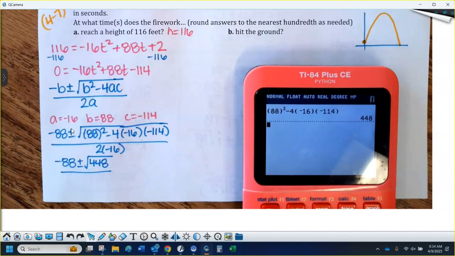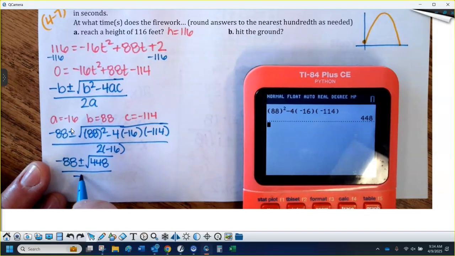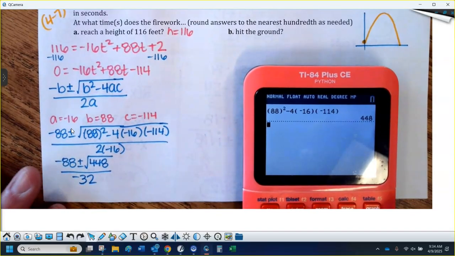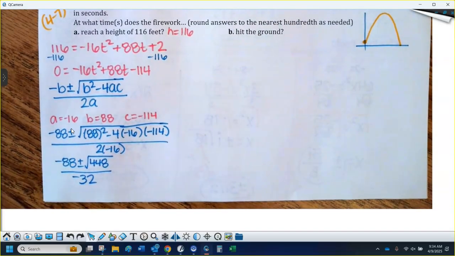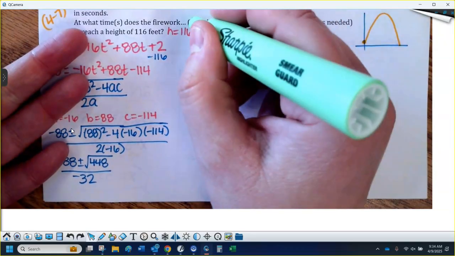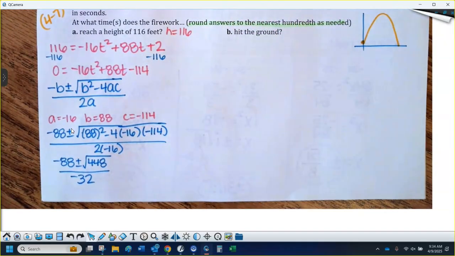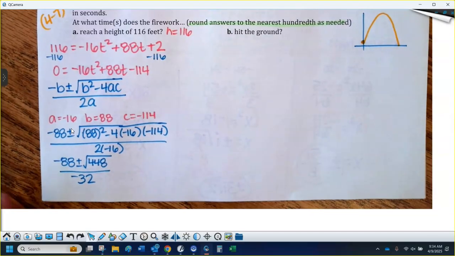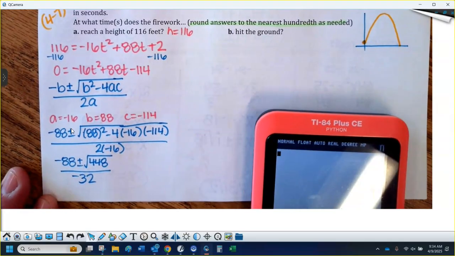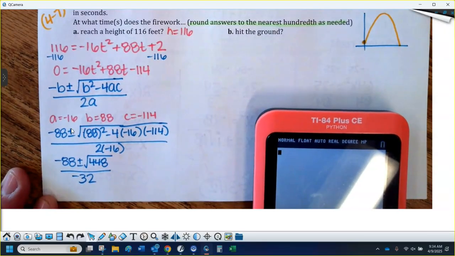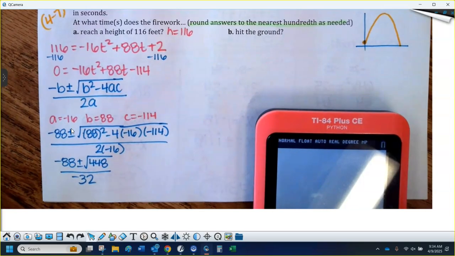And then the bottom of the fraction, 2 times -16, is -32. Okay, if it says round to the nearest hundredth, that just means I actually am going to use the calculator to take that square root. So we don't want to write any negative answers because you can't have a negative time. You can't have an imaginary time either. So if I had a negative under the square root, it basically would mean that that height is not possible.